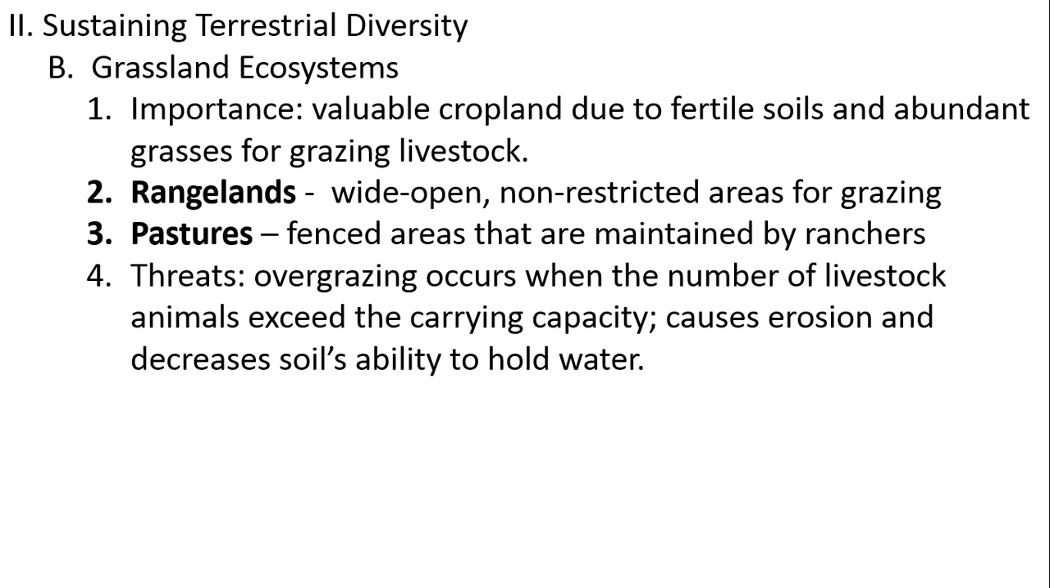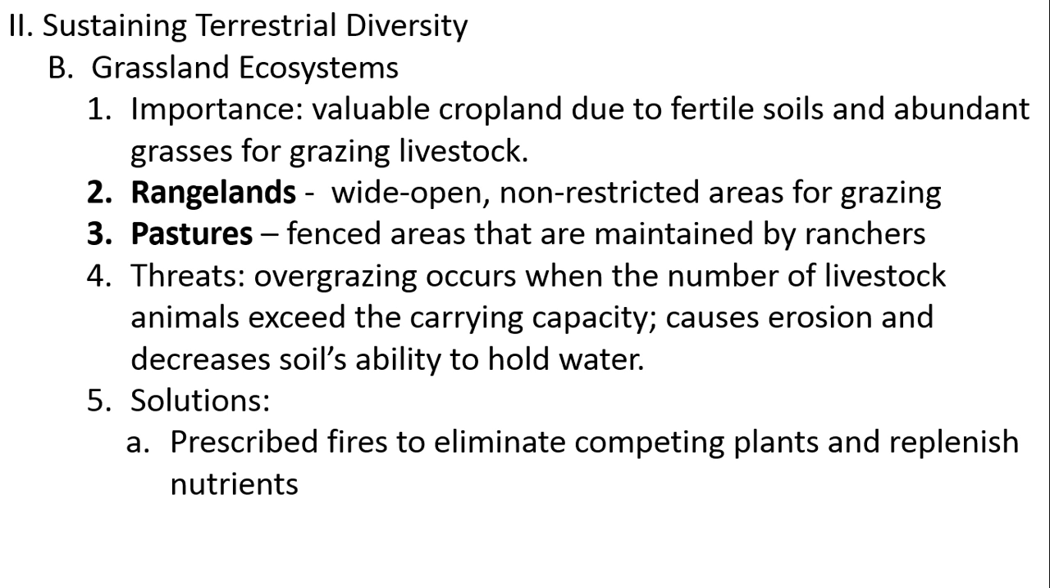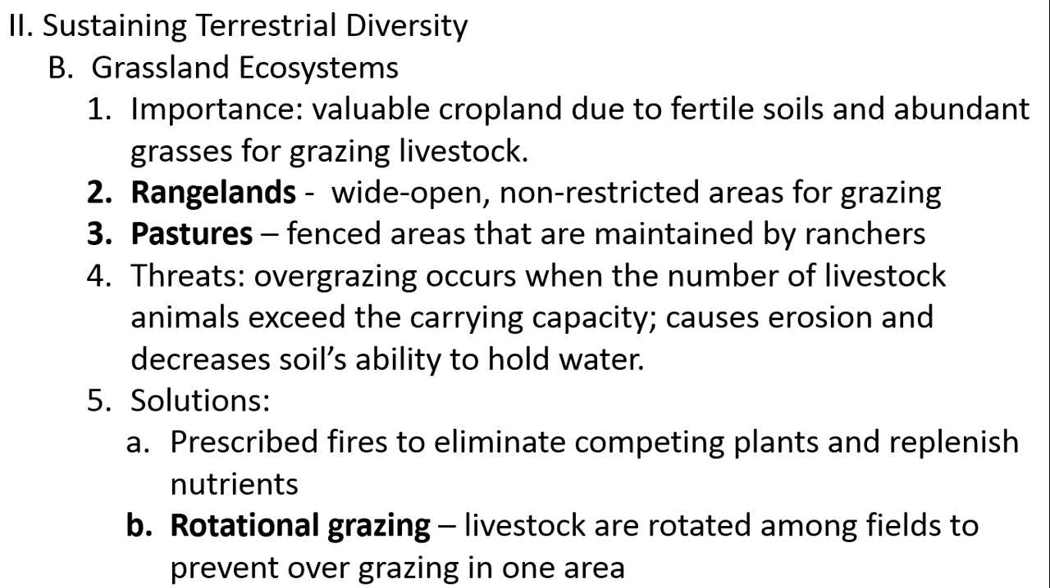We'll talk about the Dust Bowl in the future, but a lot of that had to do with overgrazing and poor agricultural practices. Solutions are to use prescribed fires to eliminate competing plants and replenish nutrients, and use rotational grazing, where if you have pastures, you rotate the cattle to different areas to prevent them overgrazing in any one particular area. So you're allowing the ungrazed portions to grow back and recover.